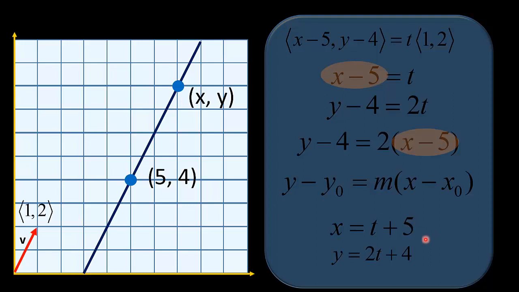Now, this is a set of parametric equations that describe that line. In other words, if you give me a t, I will give you an x and a y coordinate of a point that's on this line. That's the cool thing that we just figured out. We have another way of finding an equation for a line.